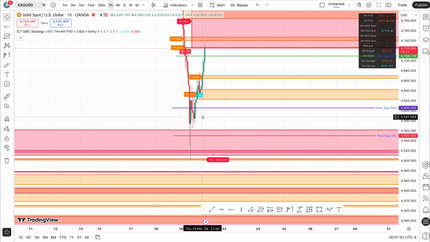And the bearish continuation scenario: if price fails to hold above the 4,500 level and breaks below with momentum, then we see a continuation lower, right?